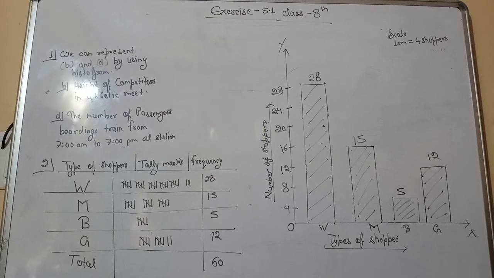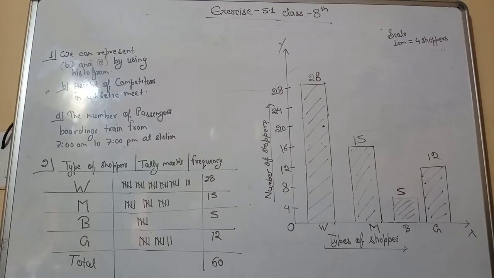Okay, now let us see question number 2. The shoppers who came to a departmental store are marked as men, woman, boy and girl. There is a following list given of those who came during the first hour in the morning. Make a frequency distribution table using tally marks. Draw a bar graph to illustrate it.